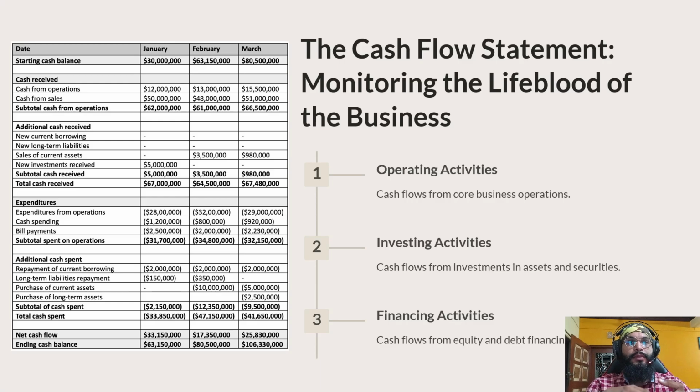So in the cash flow statement, what we can say, cash received or the expenditures of companies, or the company has started with how much money, additional cash received, additional cash spent, total cash spent, net cash flow, all these are the components of the cash flow statement, which gives us an overview of how much money has come in and how much money has gone out of the organization.